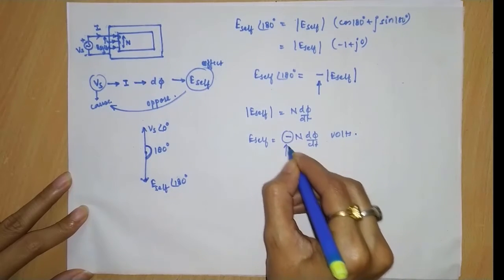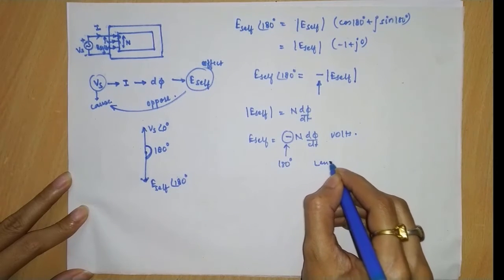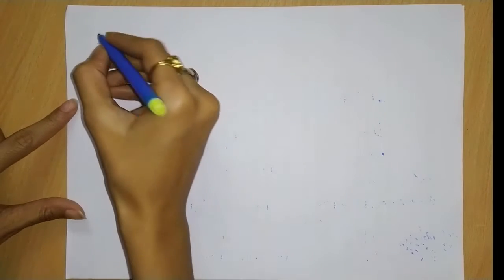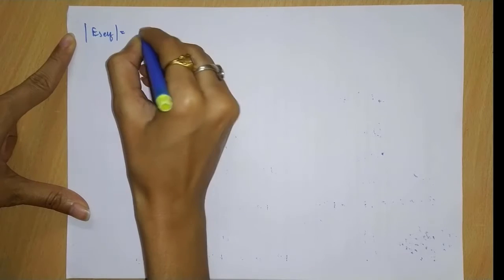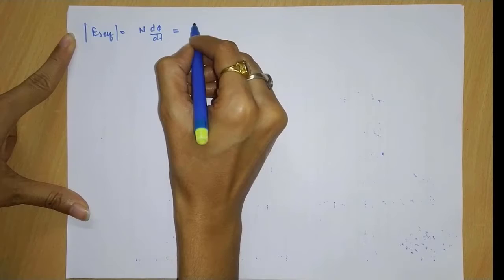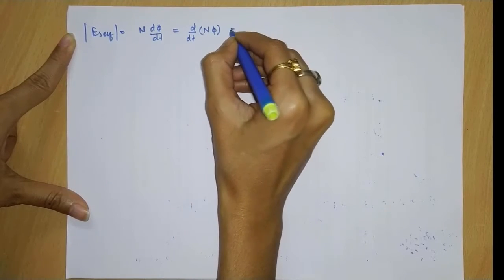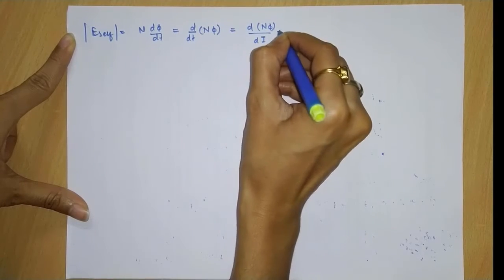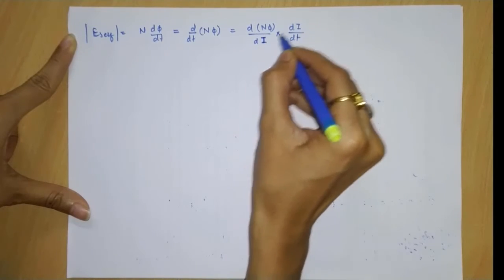Guys, this is showing the 180 degree phase shift. This is not due to Lenz's law. Now, as I know that E self is equal to n d phi by dt, we can write this as d by dt of n phi. I can write this as d n phi by di into di by dt. I am multiplying and dividing by di.